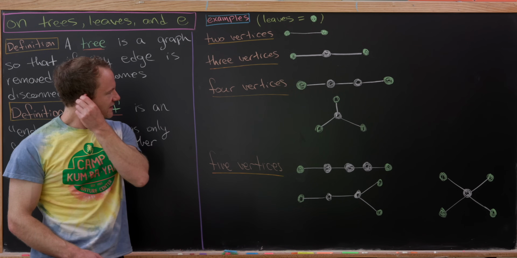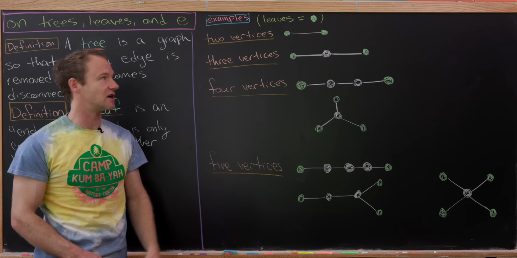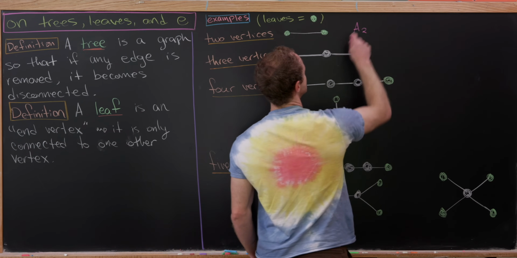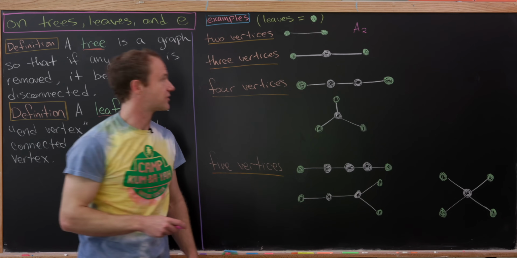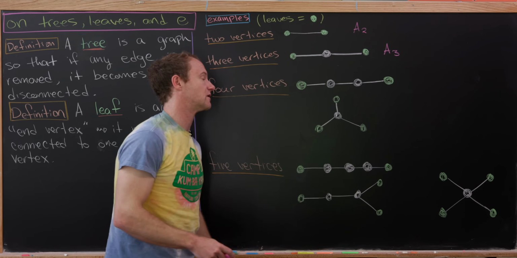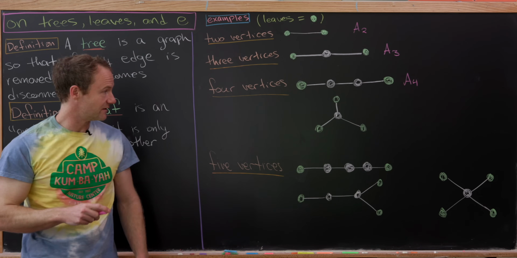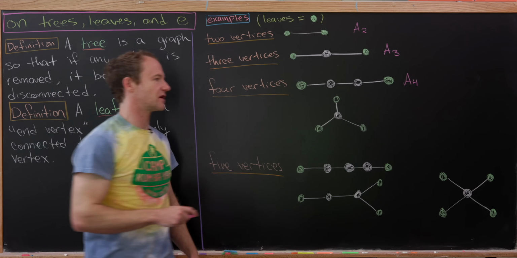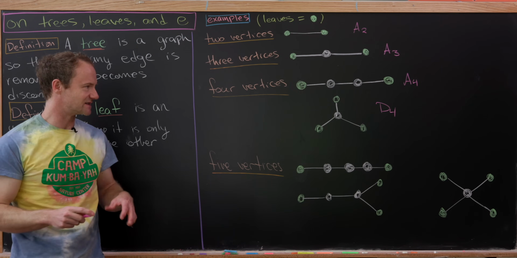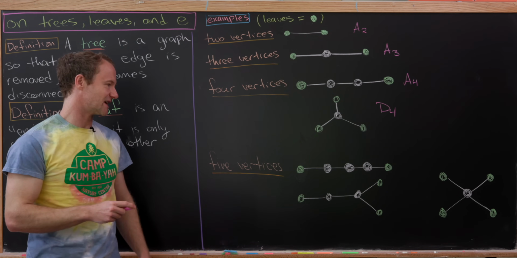Now, before we move on, I'd like to point out that a lot of these are so-called Dynkin diagrams for Lie algebras. In fact, this is the Dynkin diagram for the Lie algebra A2, in other words, SL3. This is the Dynkin diagram for A3, in other words, SL4. This is the Dynkin diagram for A4, in other words, SL5. This right here is the Dynkin diagram for D4. D4 is the only Dynkin diagram that has this triality, an automorphism group which is not Z2, it's in fact S3.